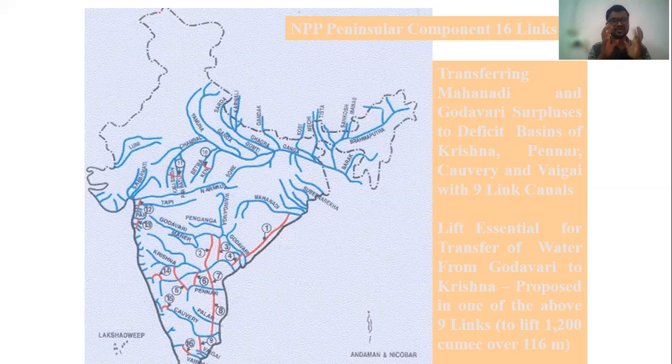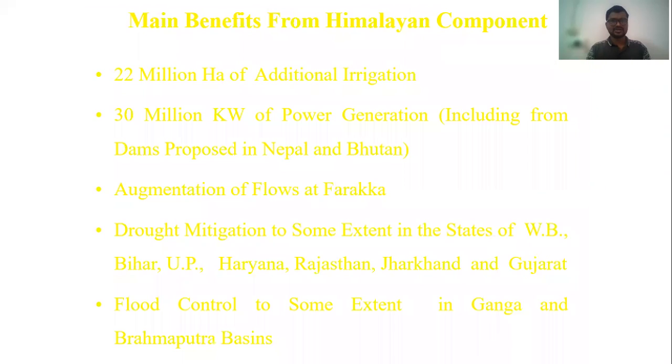Why we require interlinking of the rivers, or inter-basin transfer of the water rather, is to cope with the flood condition and the drought condition. That is the main motive behind that. And for that purpose, the central government and the state governments of India put forth various policies, national water policies they have put forth. Okay. Then main benefits from the Himalayan component. So the benefits that are there from the Himalayan component.